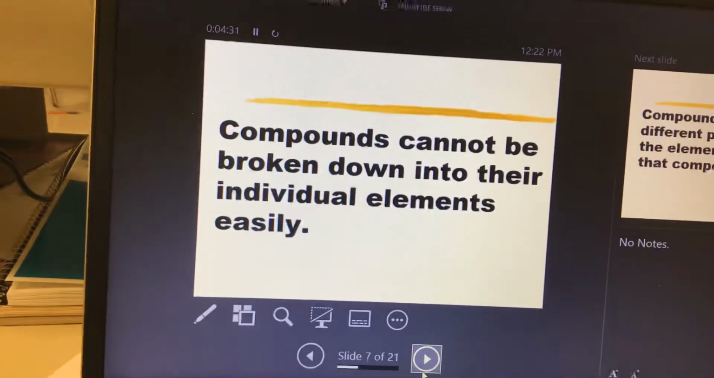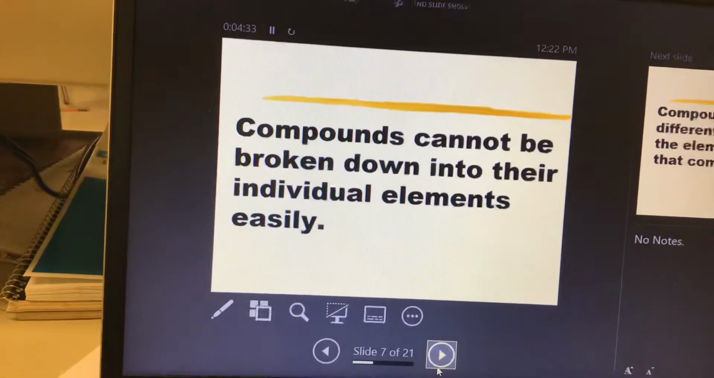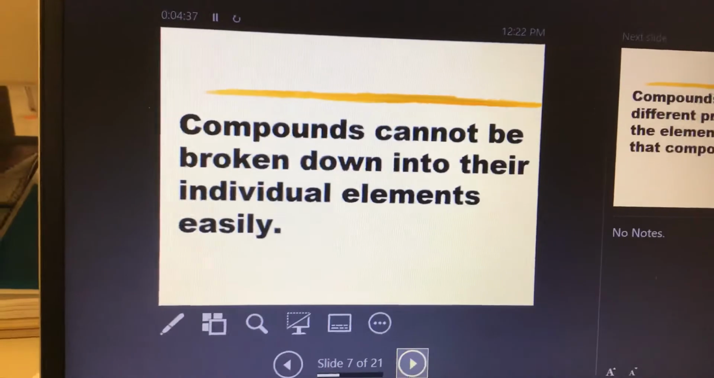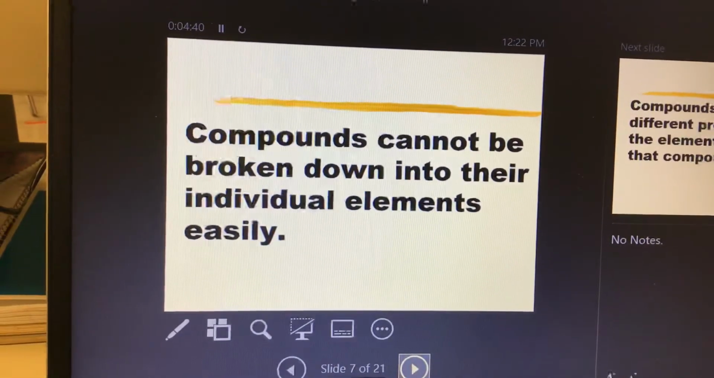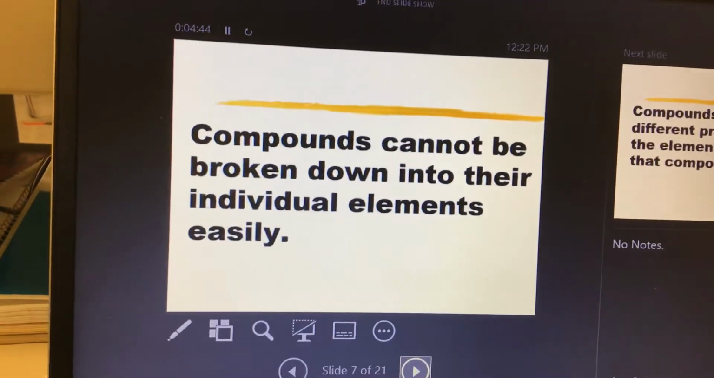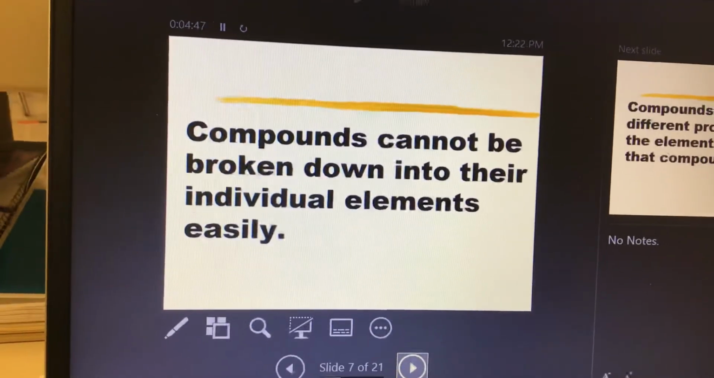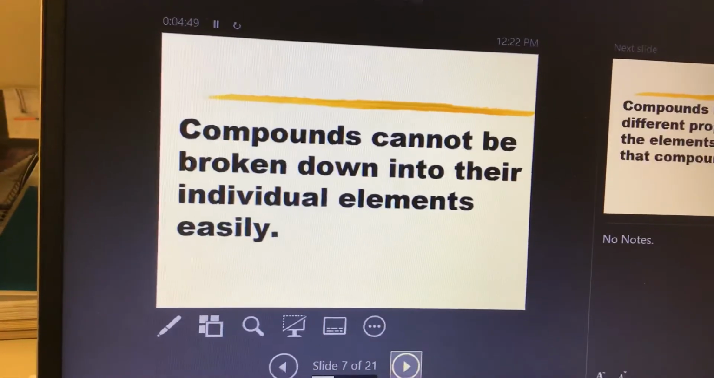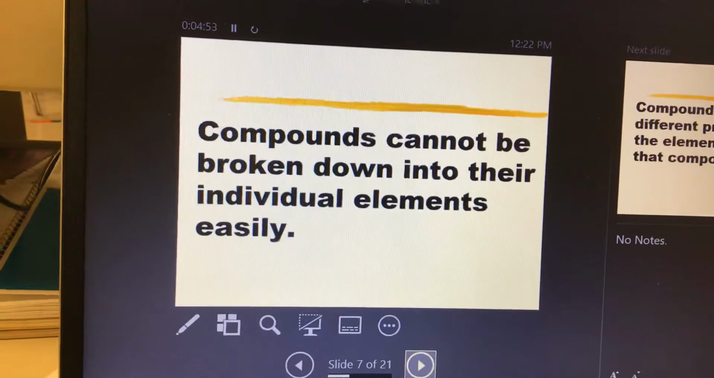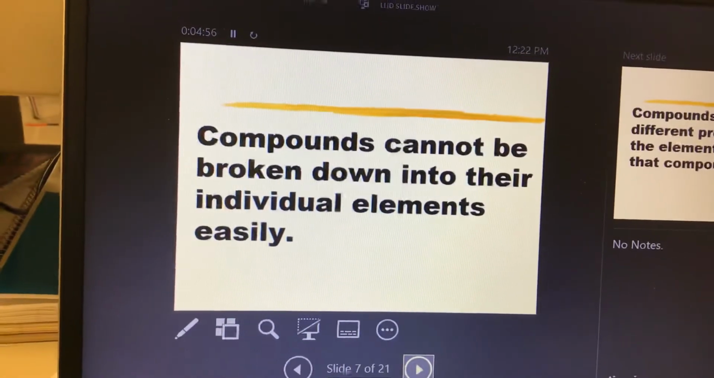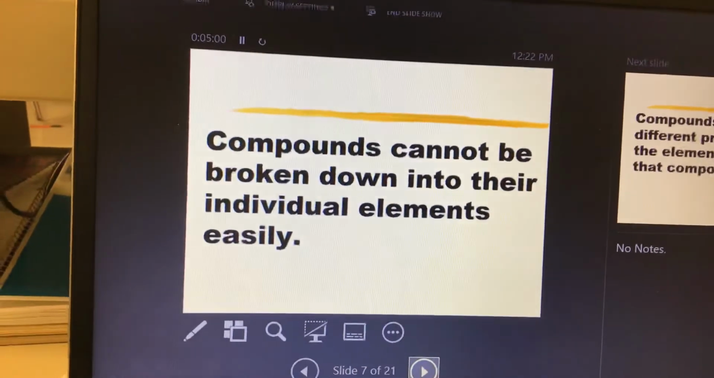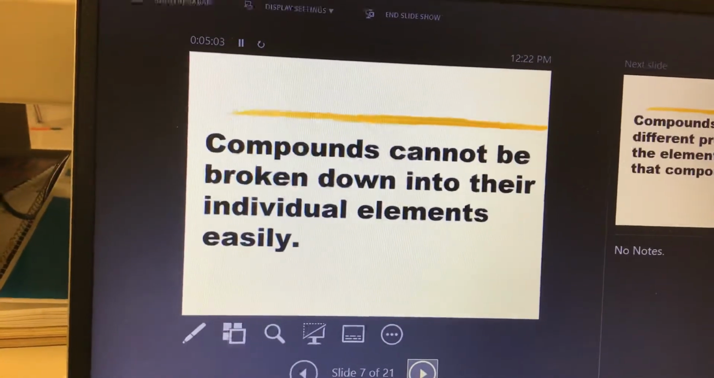Compounds cannot be broken down into individual elements easily. Go ahead and write this. If I'm going too fast, you can always just pause it. So I can't take water and say, oh, I need some hydrogen, and pop the hydrogen off the oxygen and oh, now I'm good.